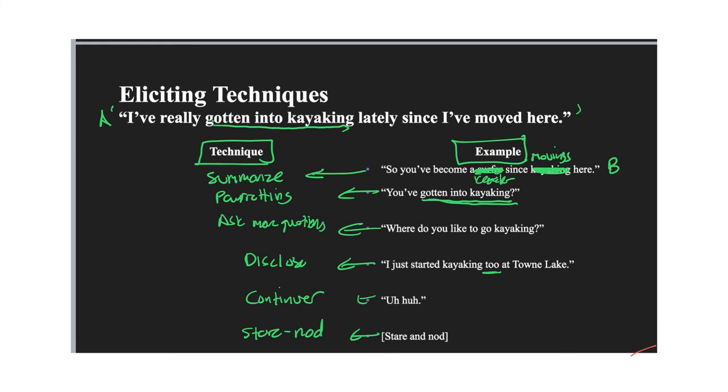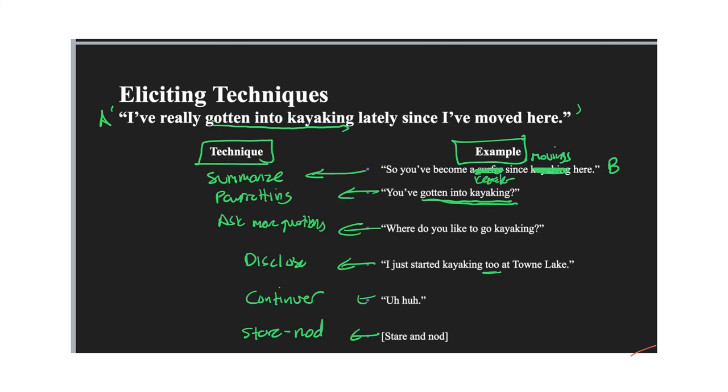So I've really gotten into kayaking since I've moved here. Okay, so I'm staring and nodding my head at the imaginary person, okay? Now, the stare nod works because it's kind of like an uh-huh, but you're not saying uh-huh, you're just nodding your head, okay? And you're kind of like nodding it slowly and looking at them.